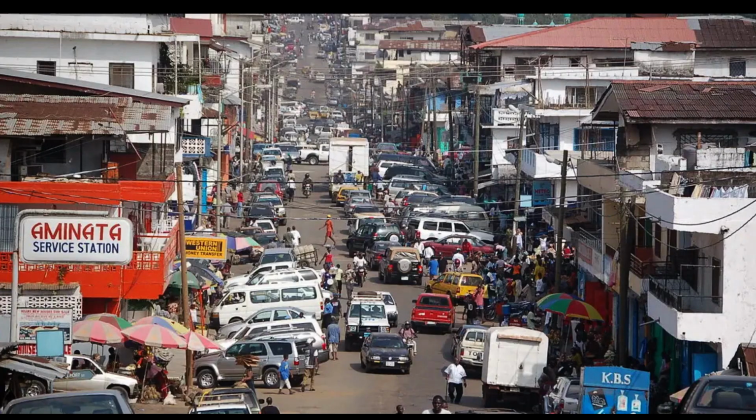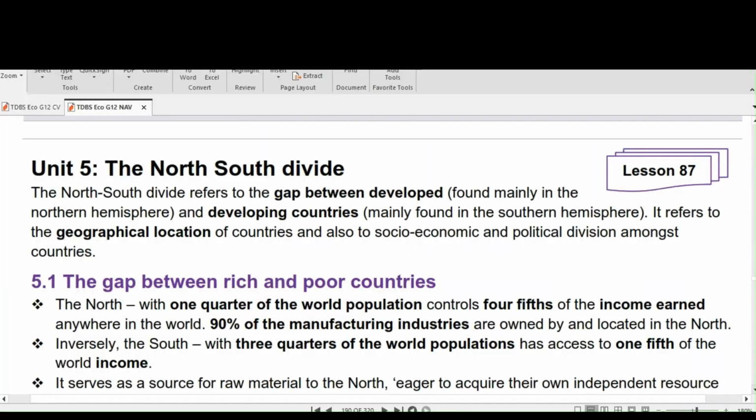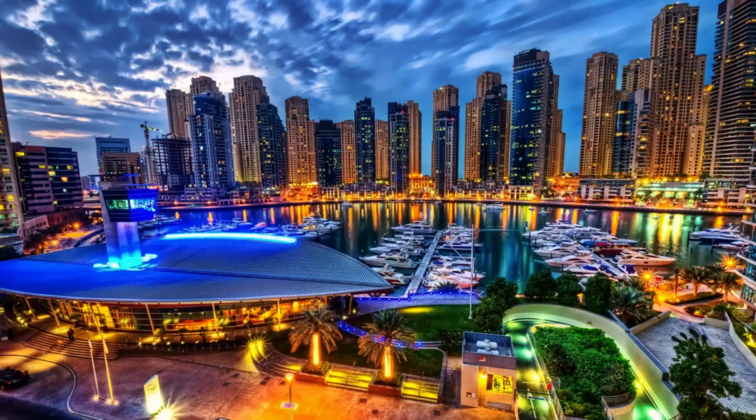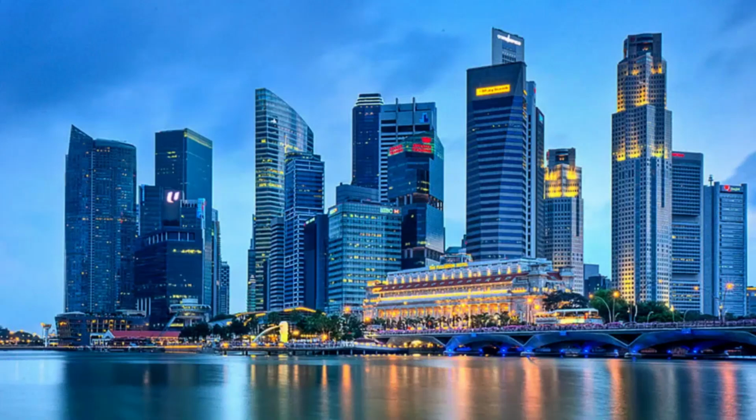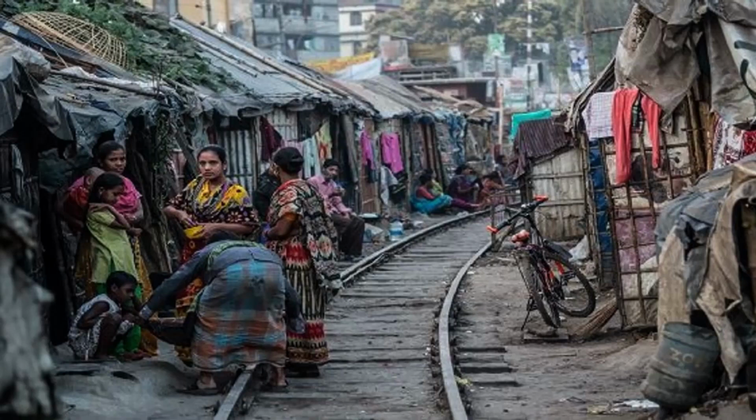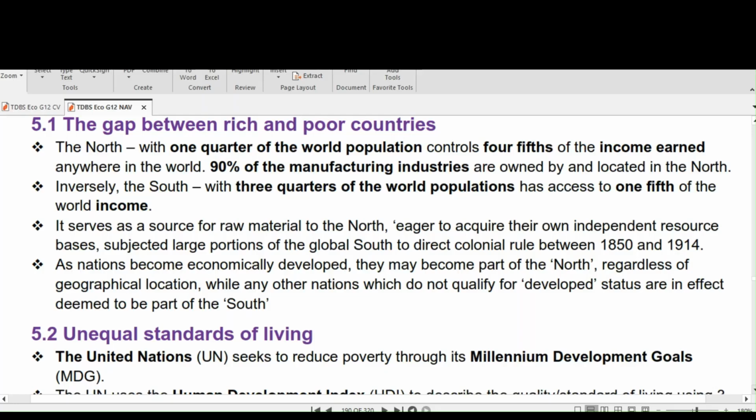There is a gap between rich and poor countries. The North, with 1/4 of the world population, controls 4/5 of the income earned anywhere in the world. 90% of the manufacturing industries are owned by and located in the North. Inversely, the South, with 3/4 of the world population, has access to 1/5 of the world income. Let me break down the gap that exists between the North and the South.